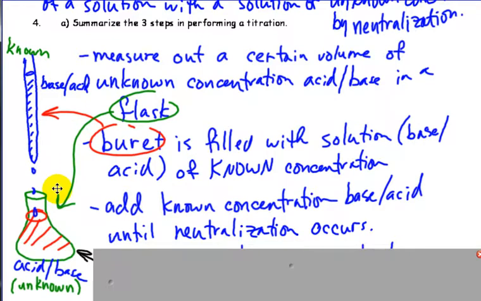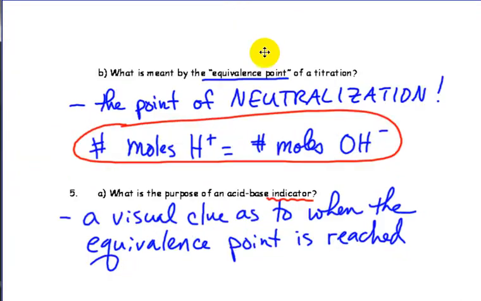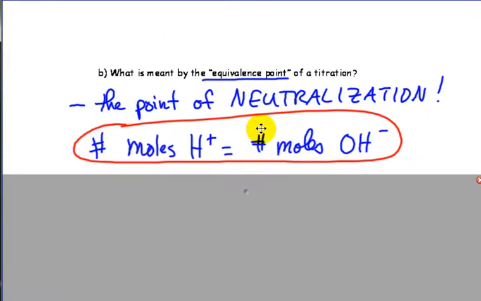Add this until neutralization occurs, and then from there you would be able to calculate the unknown concentration by looking at when the reaction is complete. And of course at neutralization, what happens is referred to as the equivalence point. The moles of hydrogen and the moles of hydroxide should be equal.